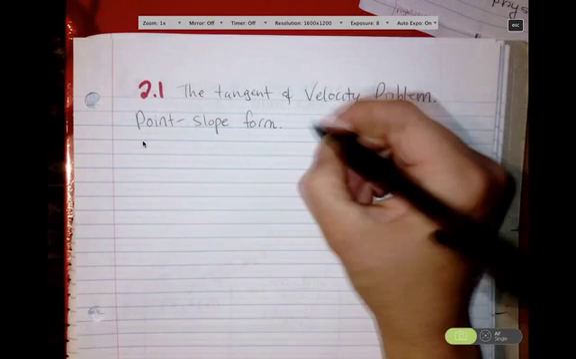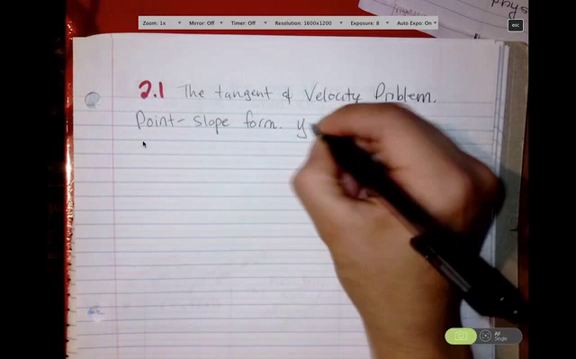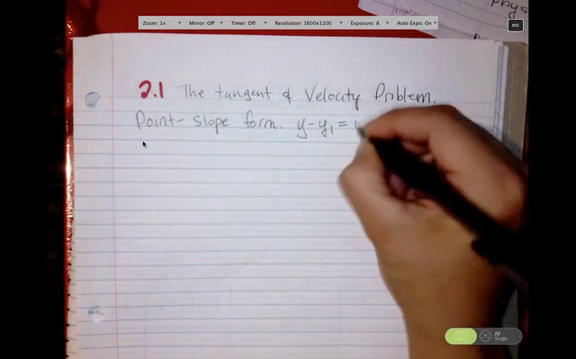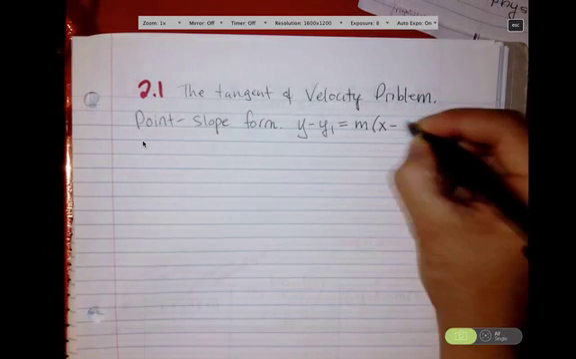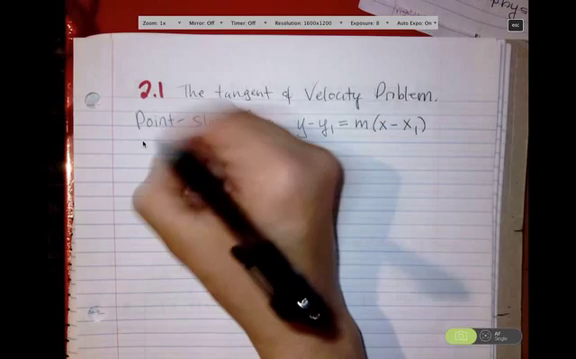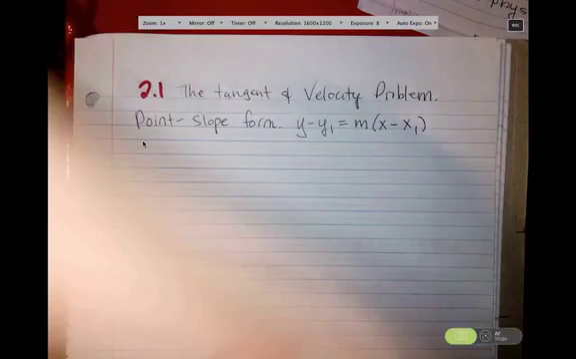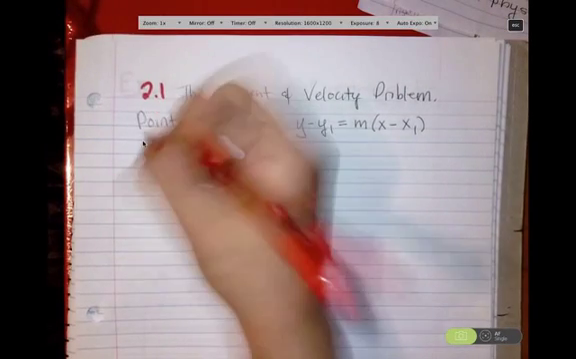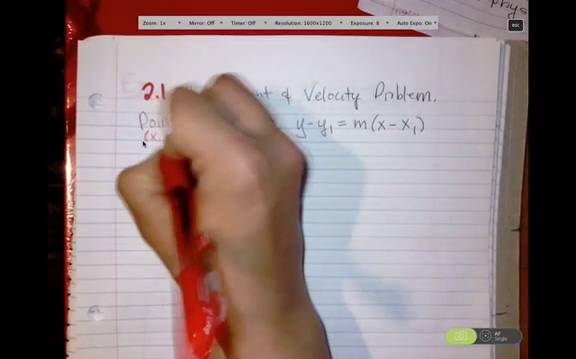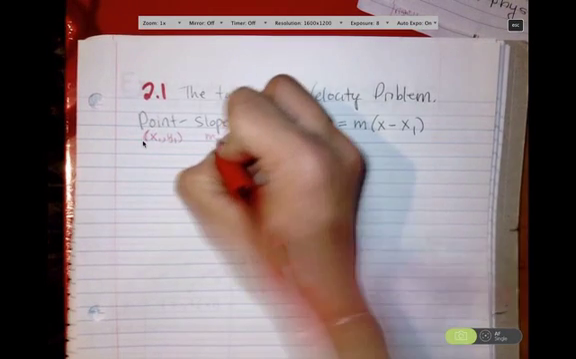And that is given by y minus y1 is equal to m times x minus x1, where the point (x1, y1) is a point on the line, and m represents the slope.